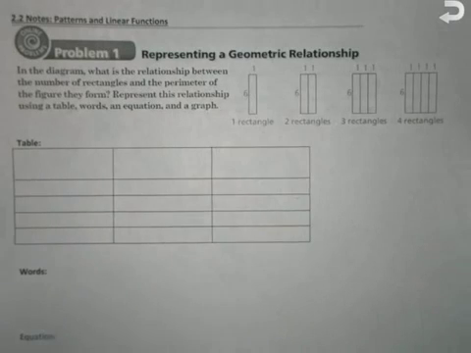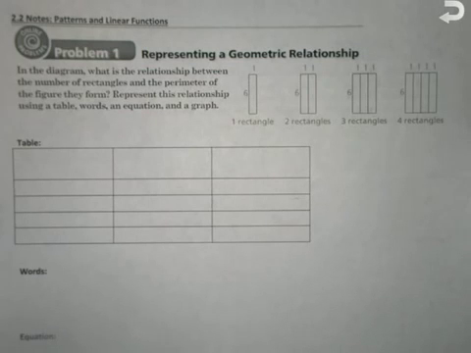Okay, guys, so for 2.2, we're skipping 2.1 because we actually did 2.1 in Unit 0. So we're starting with 2.2, which is patterns, and then we're only looking at linear functions. We're going to be looking at patterns, and then we're going to determine if it's a linear function. We're going to write the equation for the linear function, which is something we have not done yet, and then we're going to graph the linear function.